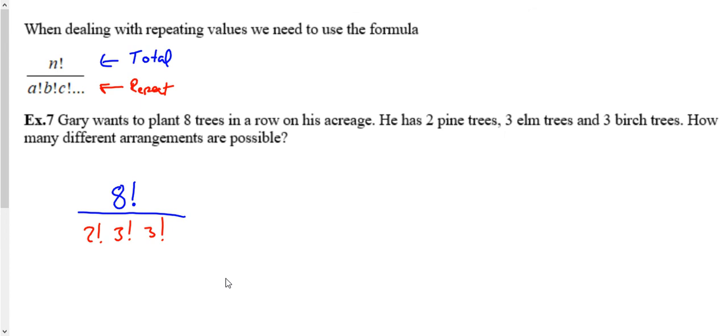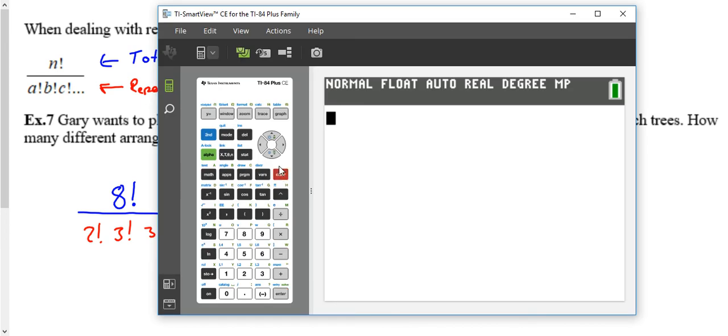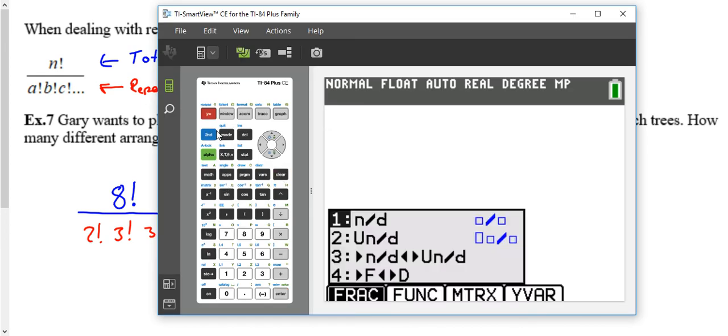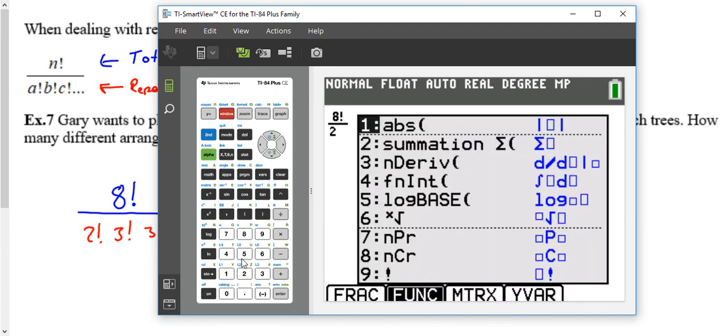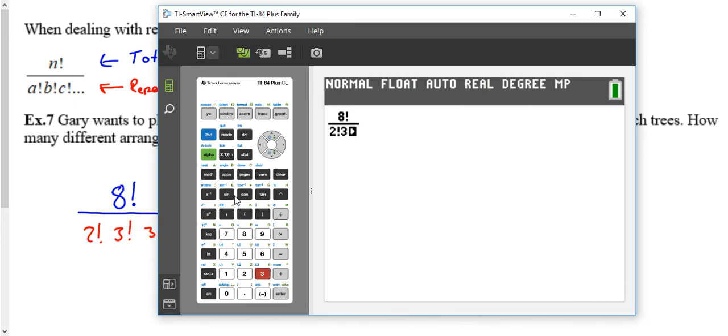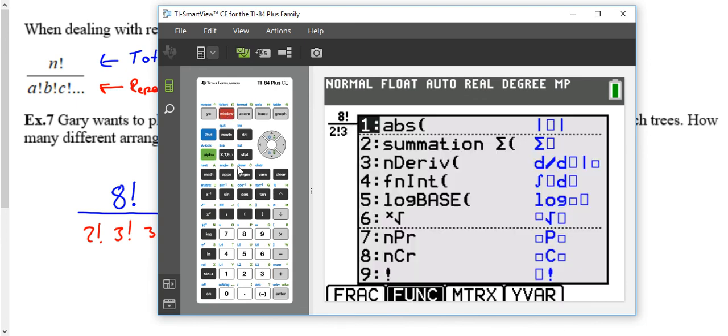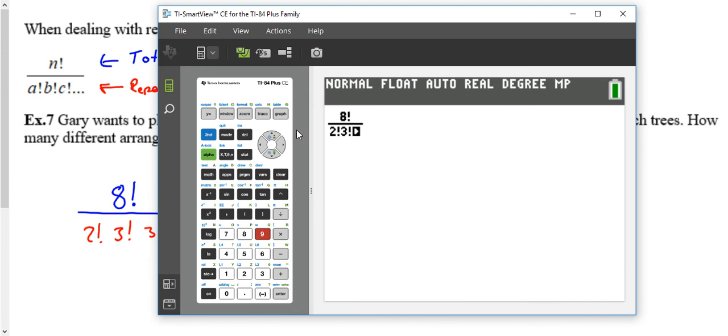And again, I'm just going to go straight to my graphing calculator here. I'm going to use a fraction function this time because we have a fraction. So I'm going to go in the numerator. That's going to be 8 factorial divided by 2 factorial, which of course is just 2 by the way, but I'm just going to leave it as is. 3 factorial. And again, 3 factorial is 3 times 2, which is just 6. And another 3 factorial. And again, that's another 6. In total, 560.